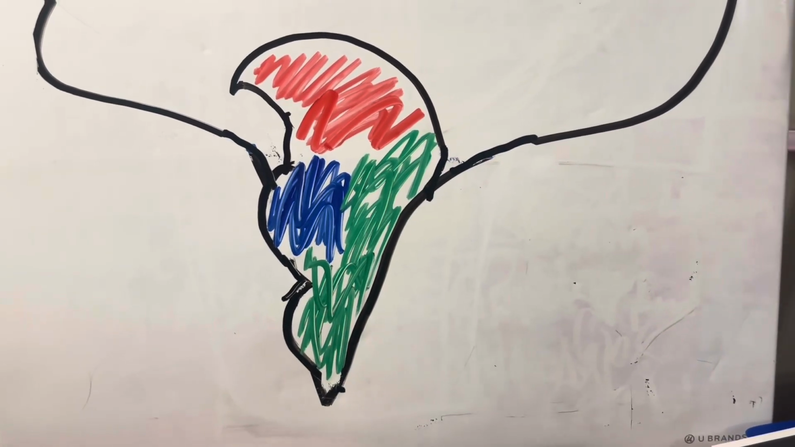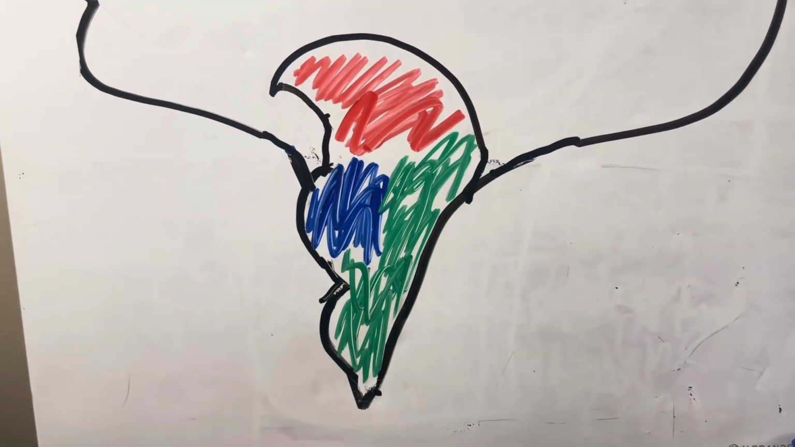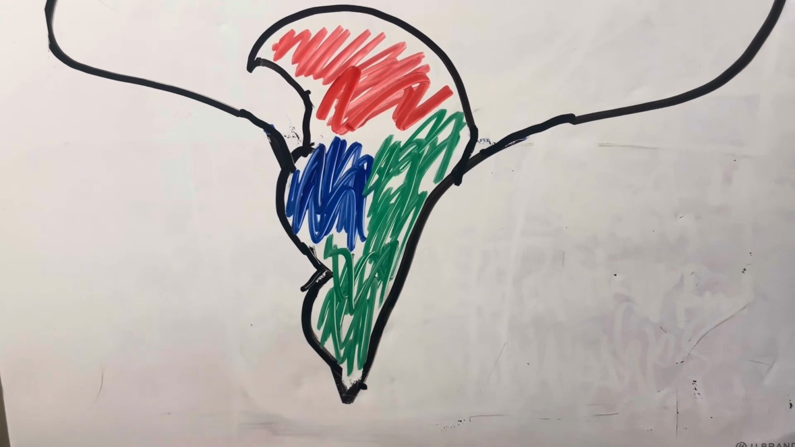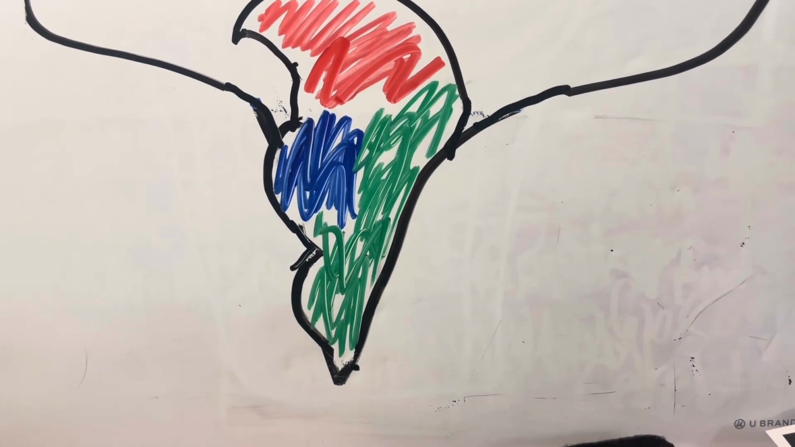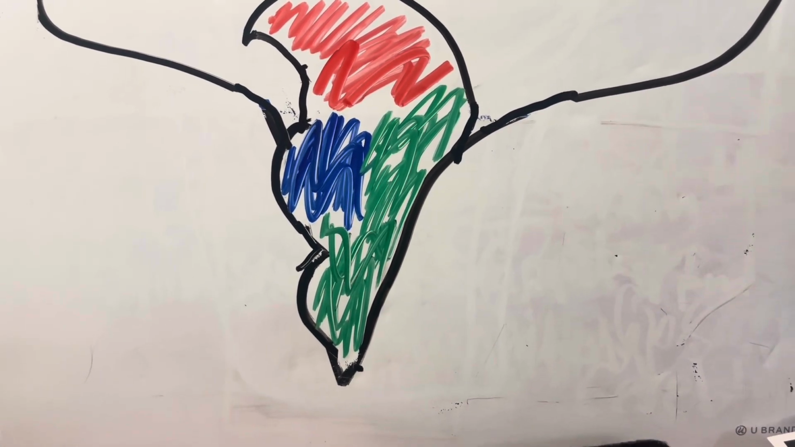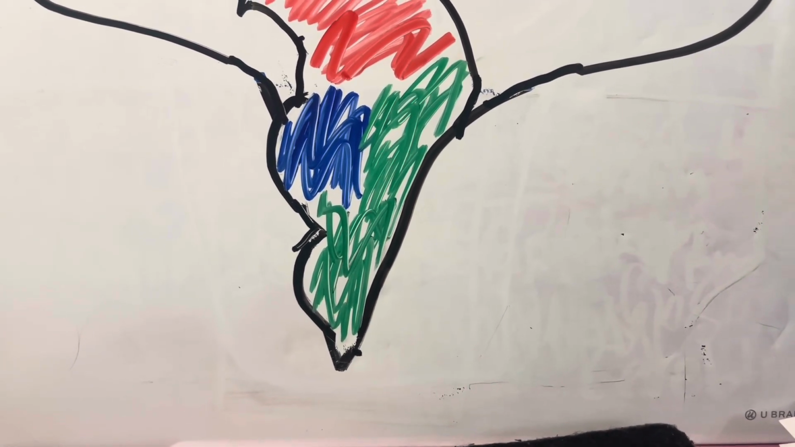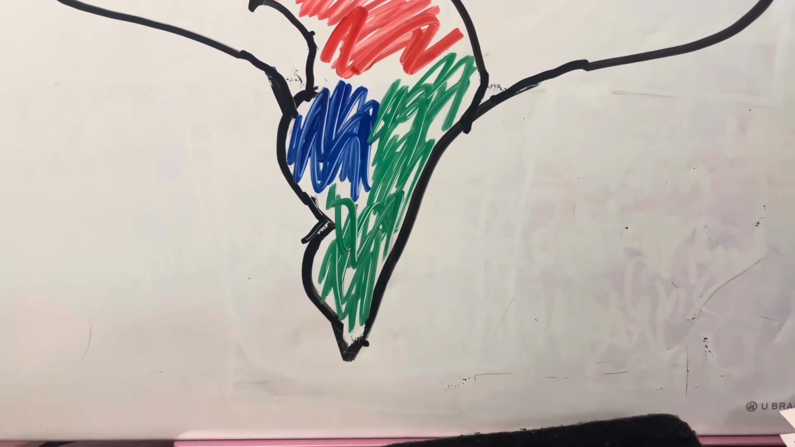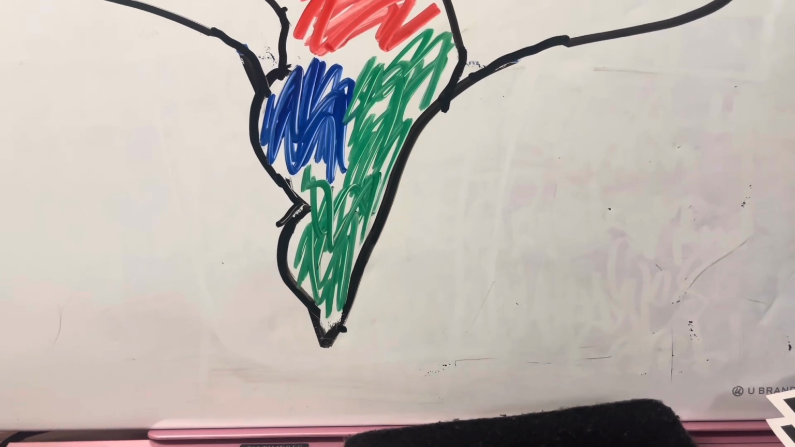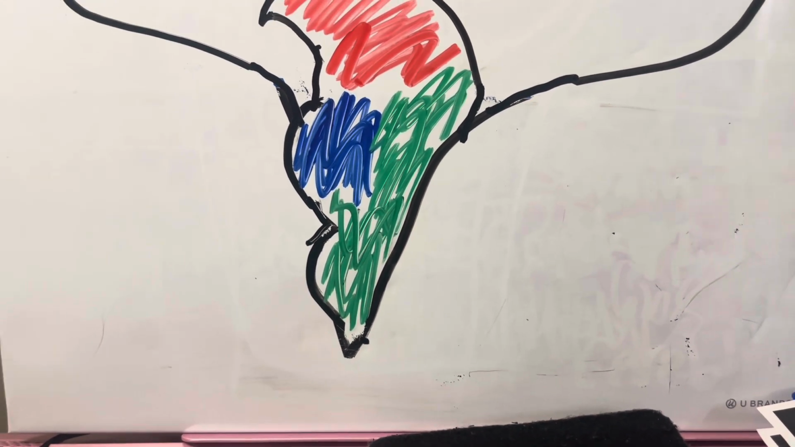The next portion we'll be talking about is this green portion right here, which is called the medulla oblongata, and that contains several nuclei, which include the cardiac center, which regulates heart rate, the vasomotor center, which regulates blood pressure, and the respiratory center, which regulates breathing.